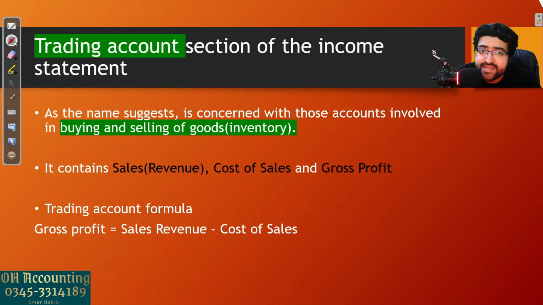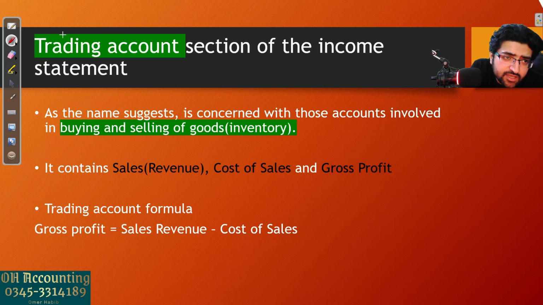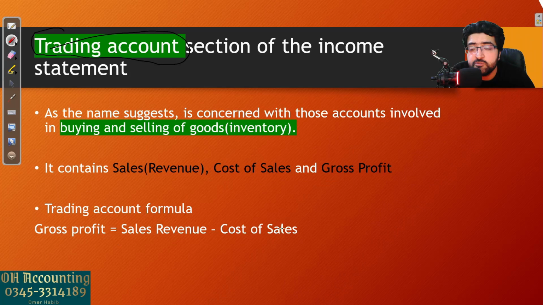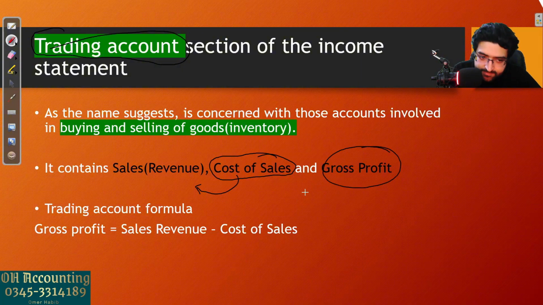First of all, the trading account section of the income statement. As you can see from this name, it is related to the trading of the business, which means the buying and selling activities of the business. So it contains sales, which is the money that you have generated by selling goods. It contains the cost of sales, the costs that were necessary to make those sales possible. What are cost of sales? Cost of sales are those costs which were necessary to make these sales possible. And then finally, gross profit.